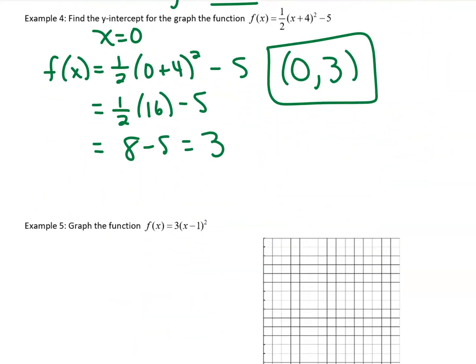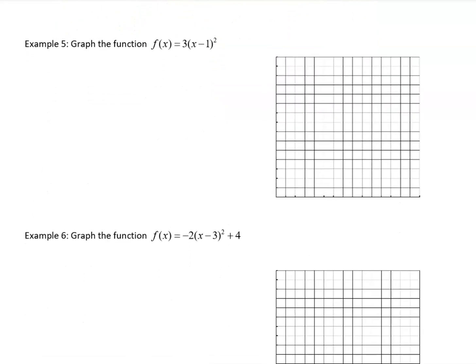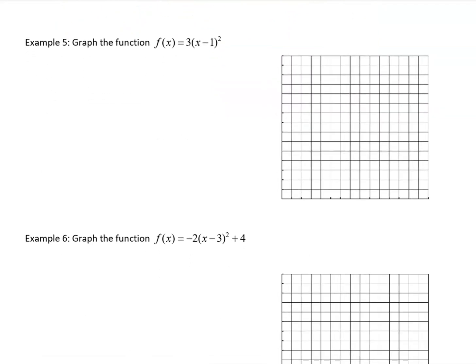Okay. So now let's actually graph a couple. When you look at this, how do you know it's in vertex form? What's your clue? The parentheses. The parentheses tell you this is in vertex form. You don't have to use -b over 2a. Just identify what is a, what is h, and what is k.